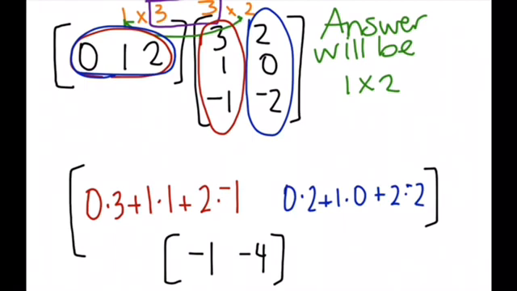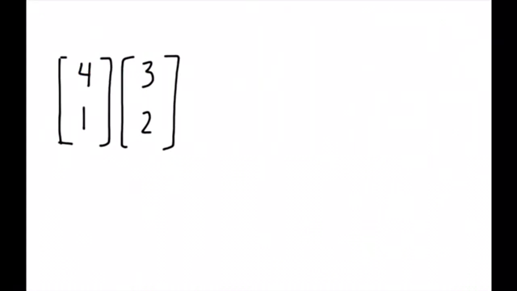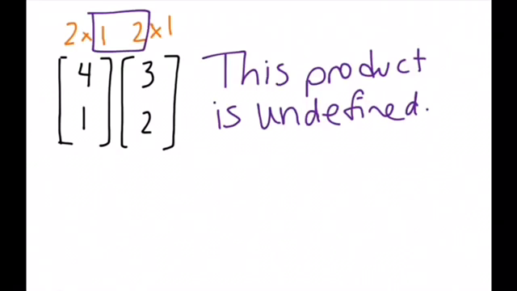So go ahead and pause the video if you need to and make sure you remember how to do that. Okay, the next one, we're going to have these two matrices here. We've got a 2 by 1 and a 2 by 1. You notice that those dimensions do not match on the inside, and so therefore the product is undefined. We are not able to multiply those, and so there's nothing to do.